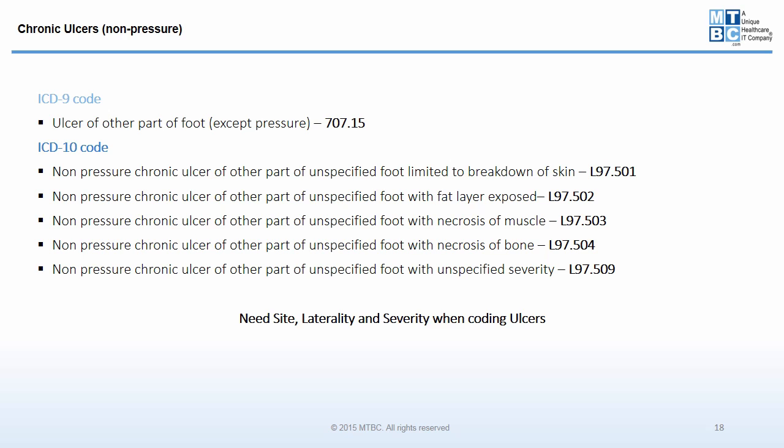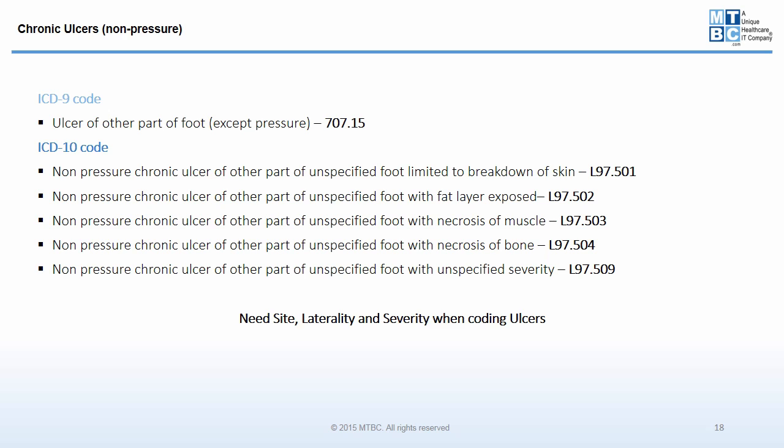We need to know if it's the left or right foot, the severity, okay? We do need more specific, it's important, okay? And these are the codes. So it went from 1 code to 5 codes, right? Is that 5? Yes, 5, because it's more specific, okay?